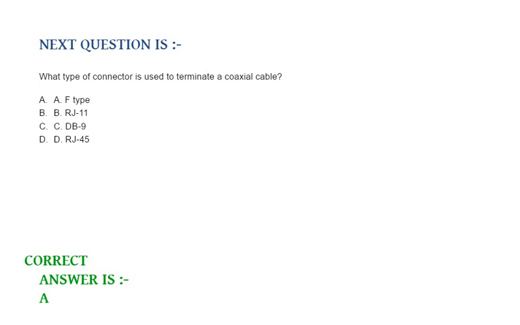Next question is, what type of connector is used to terminate a coaxial cable? Option A. F-type. Option B. RJ11. Option C. DB9. Option D. RJ45. Correct answer is option A.